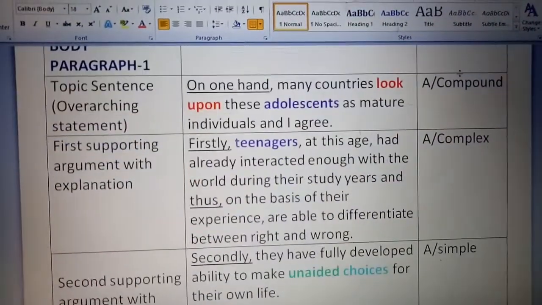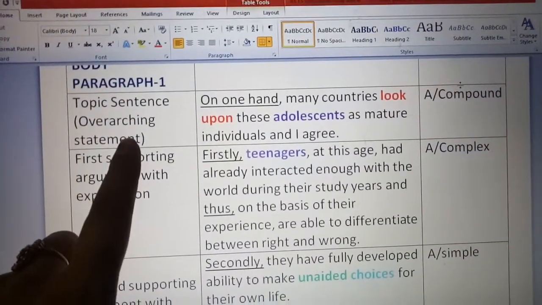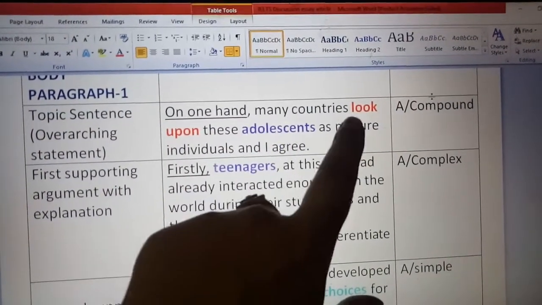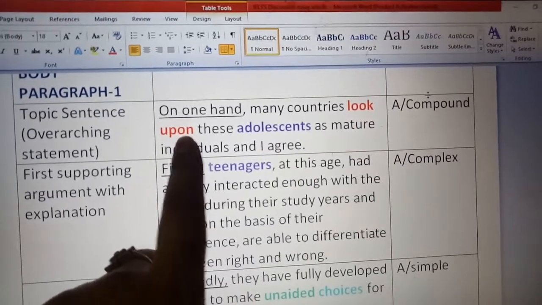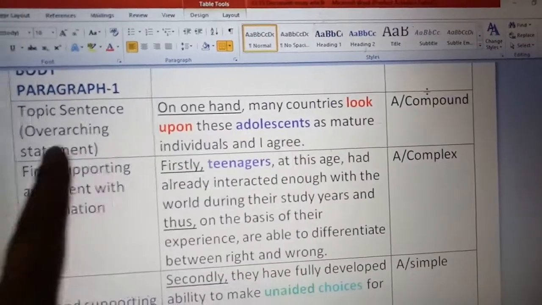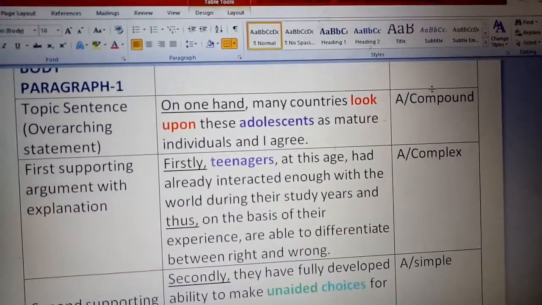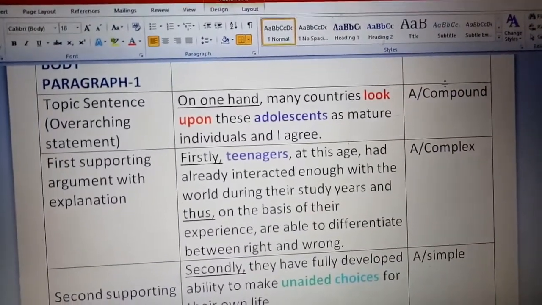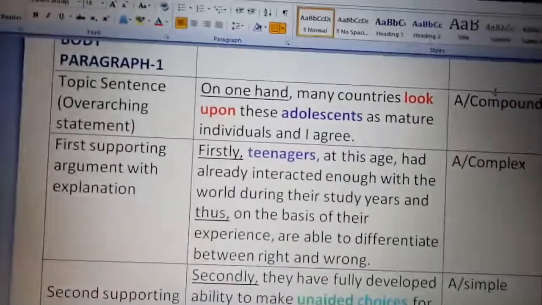Coming to body paragraph 1. Topic sentence, which we call overarching statement. On one hand, many countries look upon, this is again another synonym of consider, these adolescents as mature individuals, and I agree. Topic sentence or overarching statement of a body paragraph is the crux of the whole paragraph. It should tell the reader what he is expecting in your paragraph.